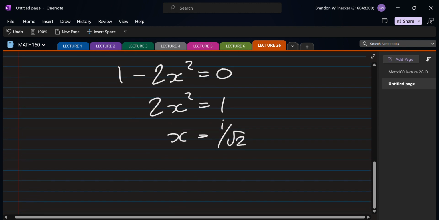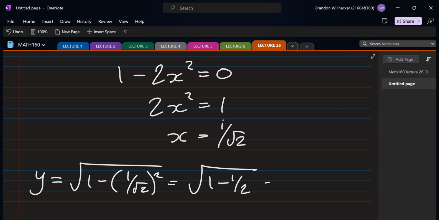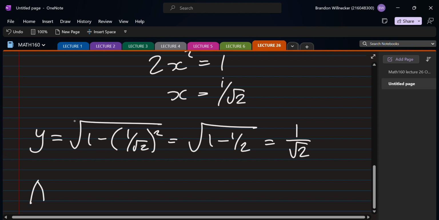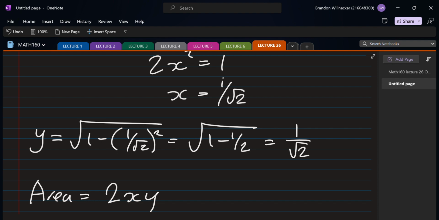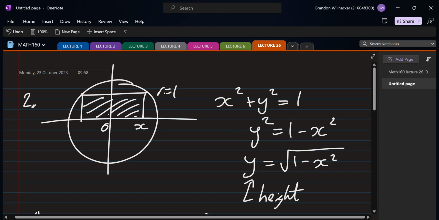Okay, so we've got our x value. We can then find the y value. So that's going to be the root of 1 minus this x value squared. So that's root 1 minus a half, which is root a half or 1 over root 2. So we have x is 1 over root 2, y is 1 over root 2. So then we can find the area, which is 2x times y. Remember, the base length is twice x because x only measures half that bottom width.